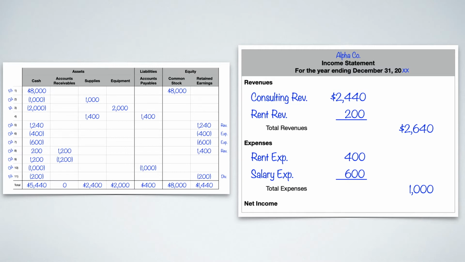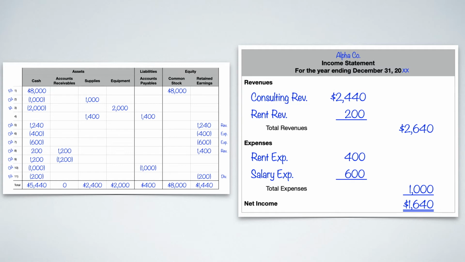We also know that from the income equation, revenues minus expenses gives us net income. So 2640 minus 1,000 gives us 1640. And it's going to be a double line because that is the last figure on this financial statement. We're done with calculations. We're not going to do anything else with that. This is our bottom line figure. All right, that is the income statement.